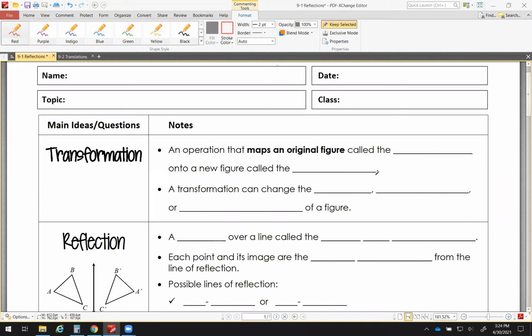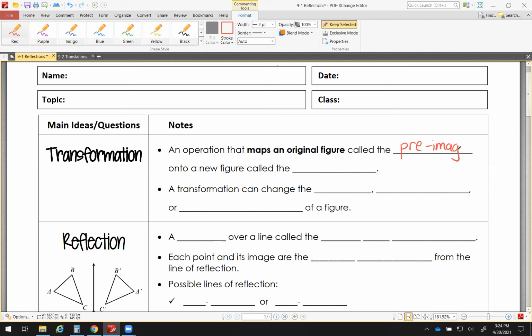We're going to be doing most of 9.1 and most of 9.2 today. This is a chapter on transformations, so taking a shape and moving it or doing something to it to get a new shape. Broadly, we're going to talk about transformations for a second, then we'll get into the specifics of 9.1. Okay, so a transformation is an operation that maps an original figure called the pre-image.